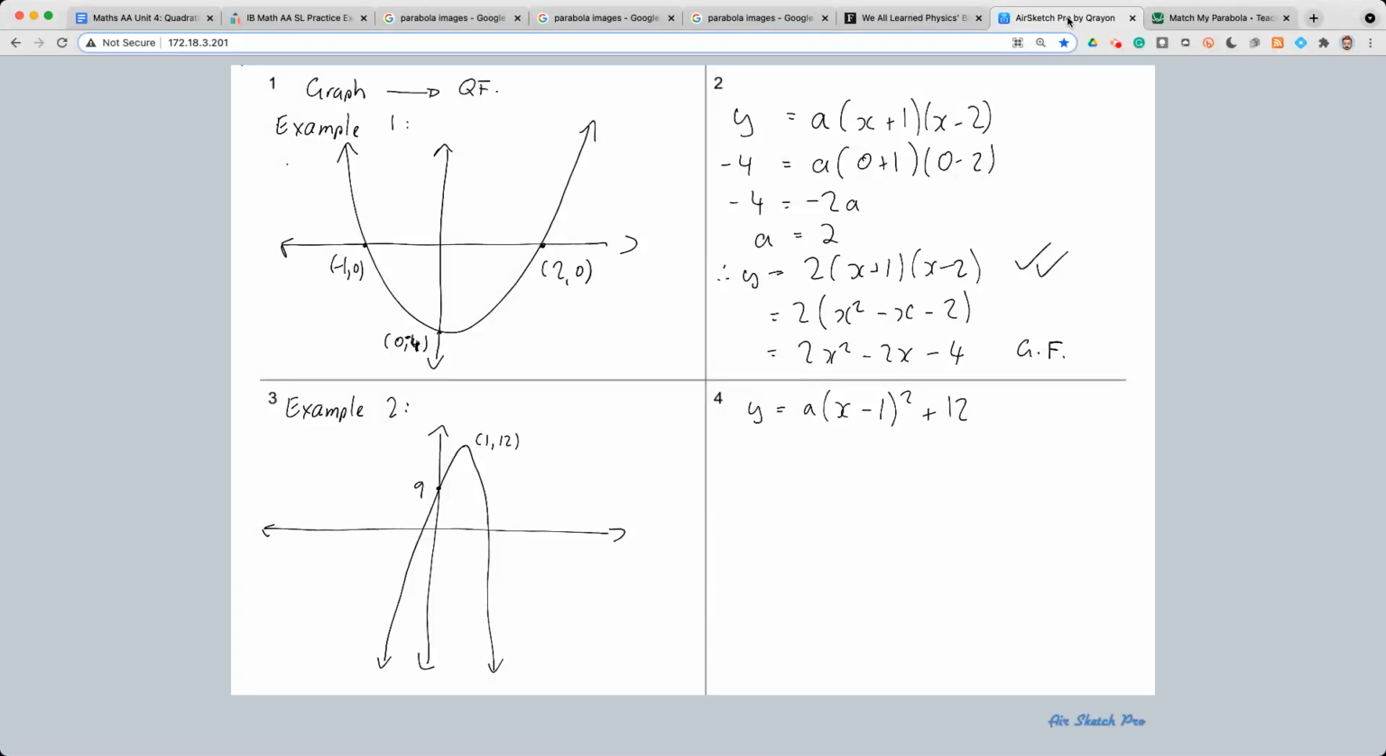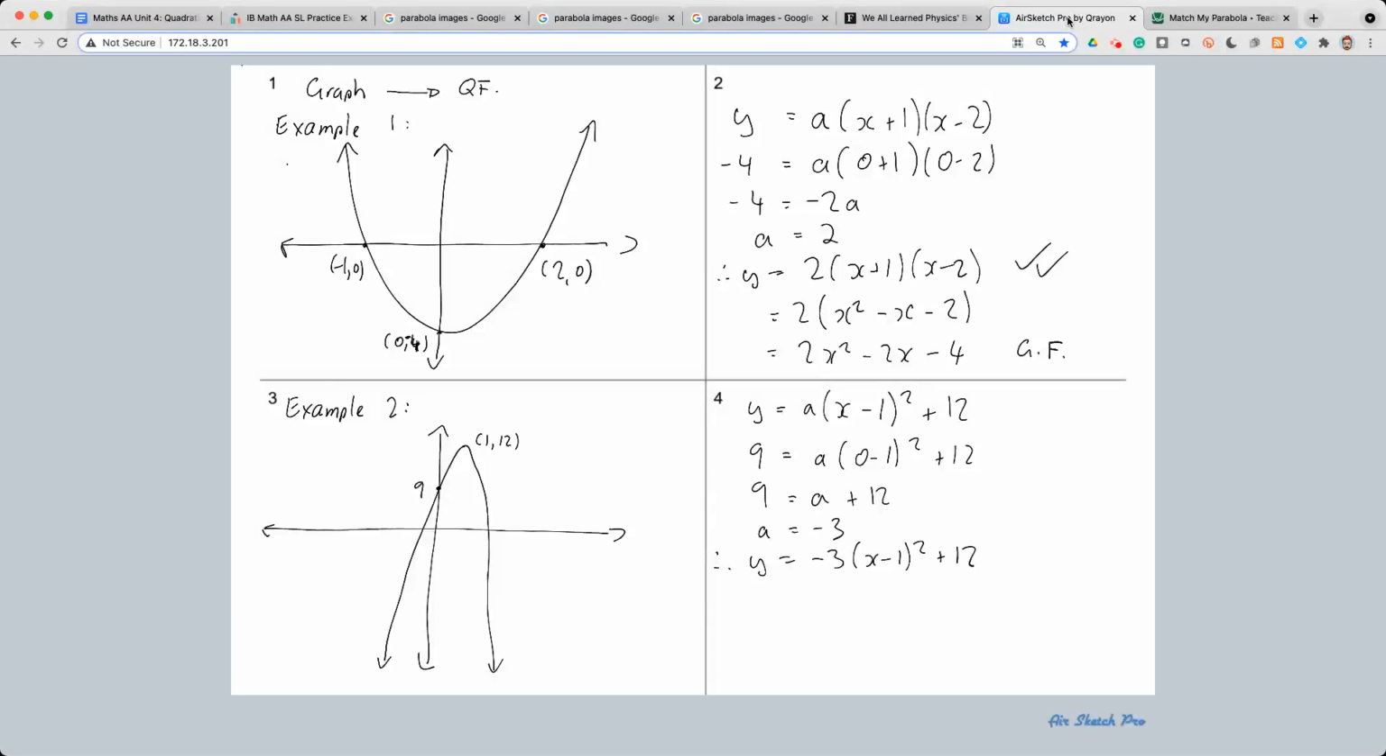Substituting in the point we know, I've got a y-intercept of 9, which means that the x value is 0. So 9 is equal to a outside of (0 minus 1) all squared plus 12. So 0 minus 1 is negative 1, which I've then squared to make a. So we've got a plus 12 is equal to 9, and then subtract 12 from both sides to get a equals negative 3. So you've got y equals negative 3 (x minus 1) squared plus 12.